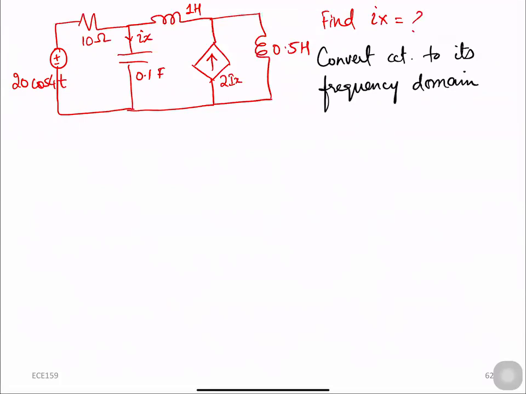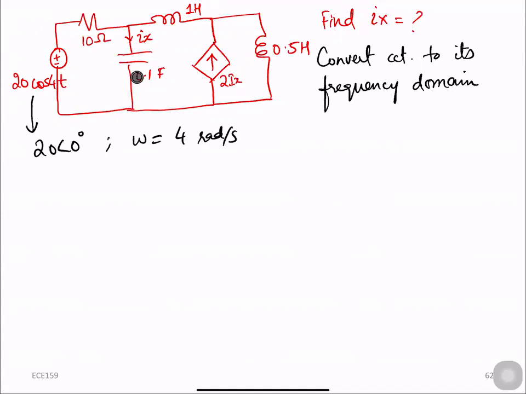So the first thing is I need to change this source to its phasor representation. So this is 20 cos of 4t, and the theta is 0 for this one. So this can be simply written as 20 angle of 0, right? And what is its omega? It is 4 radians per second. So angular frequency is 4 radians per second.